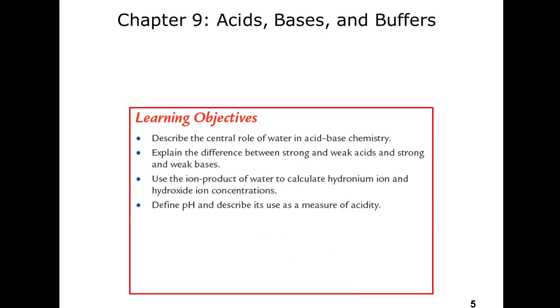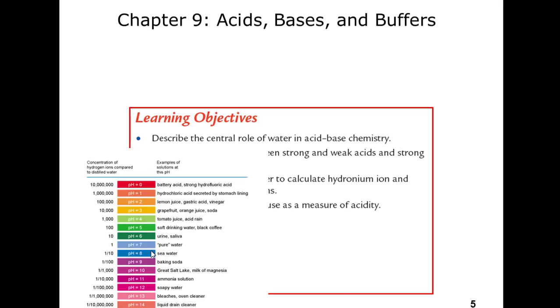Since we're talking about acids, bases, and buffers, we of course need to talk about the pH scale and how it's used as a measure of acidity. Here you can see a chart in which the pH runs from 0 at the top to 14 at the bottom, and some common solutions at each of the associated pHs.